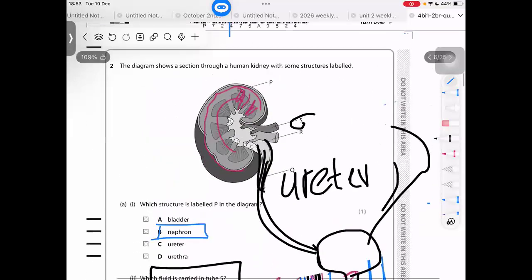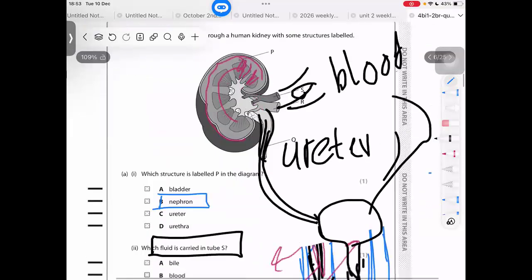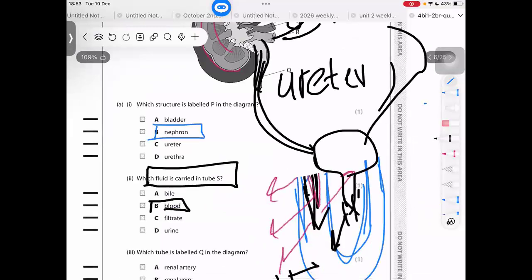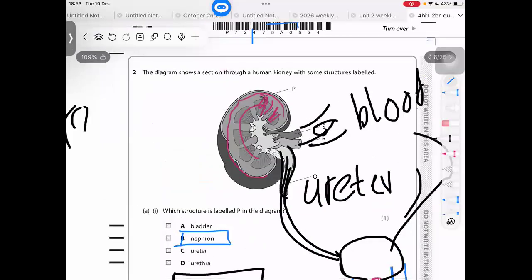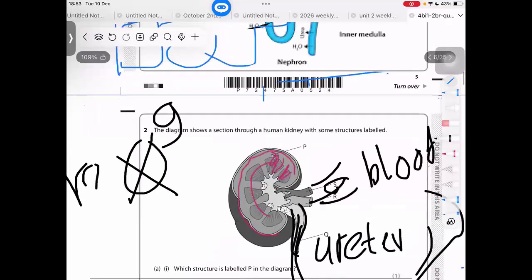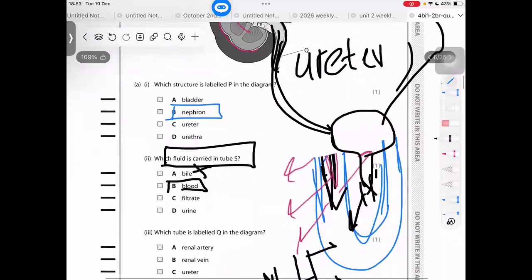Because these renal arteries and renal veins are blood vessels. Blood vessels carry blood. So the answer will be blood, not bile. What is bile? Bile is actually a byproduct caused by the breakdown of red blood cells, right? It is formed by a pigment called bilirubin. It's formed in the liver and it's stored in the gallbladder. Later, it is secreted into our small intestine, but that's not needed for now.